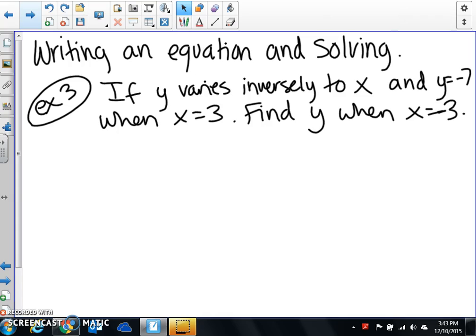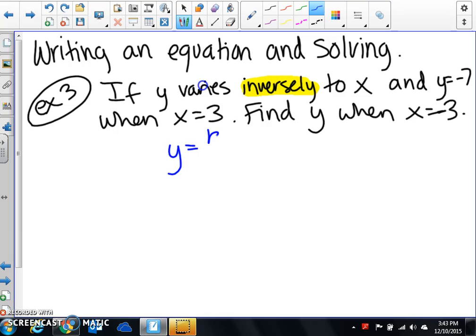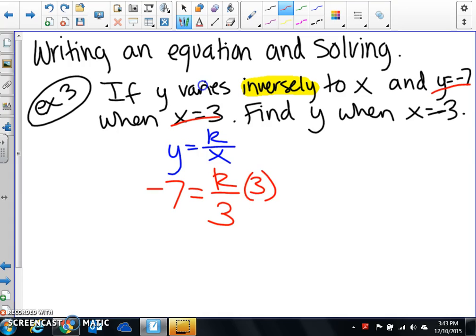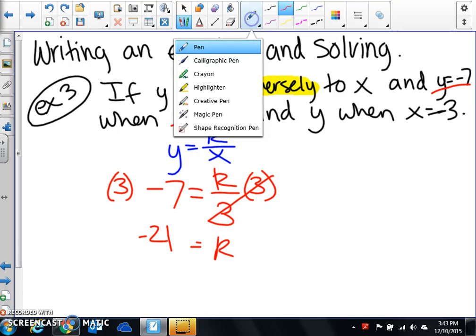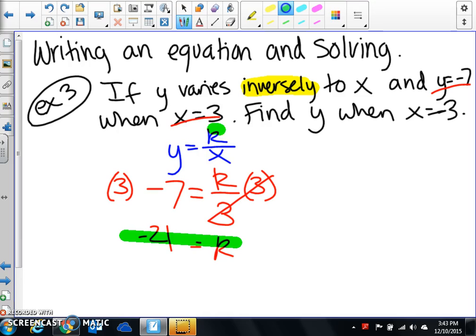Okay, so I go through and I see that it's inversely. So if I have an inverse equation, it's y equals k over x. Okay, so now I plug in my information. Y is -7, x is 3, and now I need to solve for k. That's k divided by 3. The opposite of division is multiplication. So k equals -21. That's just my k. That's not my equation. So I have to go back and put k in right there. So this is now y equals -21 over x.